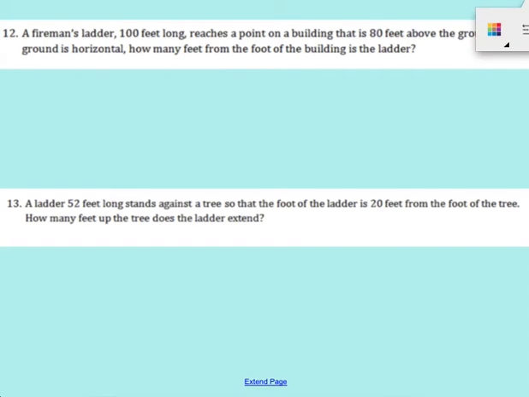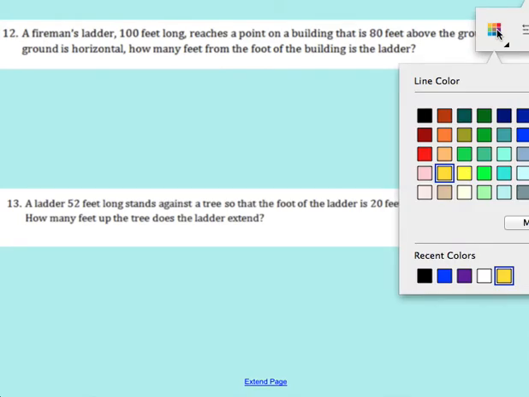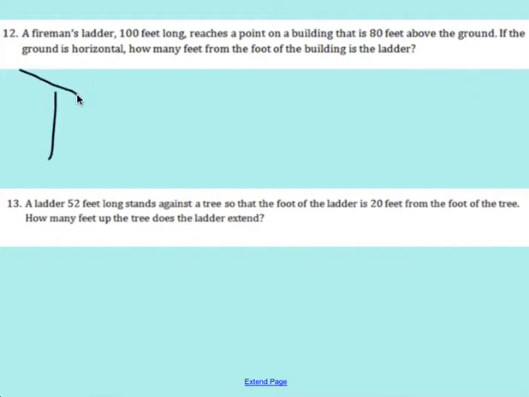So for number 12, it says that a fireman's ladder is 100 feet long. So what we have here is a house. There's my house right there, and it is a beautiful house. We have a ladder coming down off it, and we're saying that ladder is 100 feet long. It reaches a point on a building that is 80 feet above the ground. So the height that it reaches up this way is 80 feet. We want to figure out how far it's sticking out here.